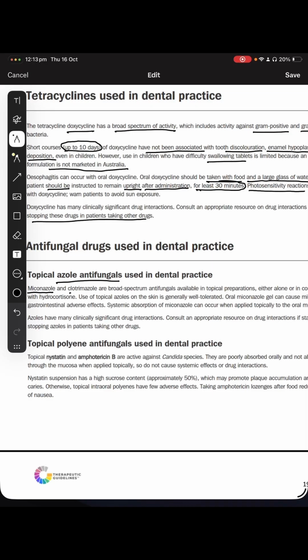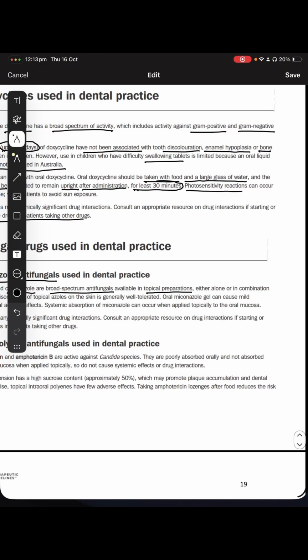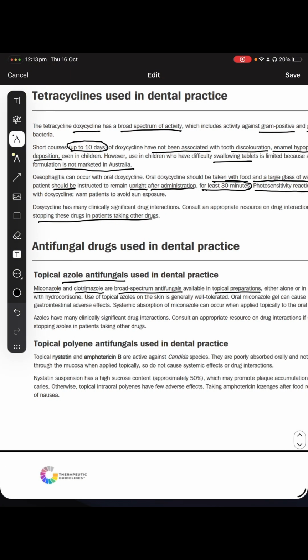Miconazole and clotrimazole are broad spectrum antifungals available in topical preparations, either alone or in combination with hydrocortisone. Use of topical azoles on the skin is generally well tolerated.